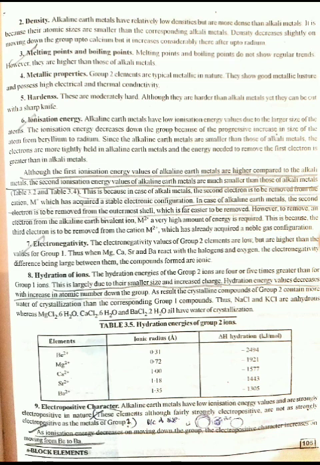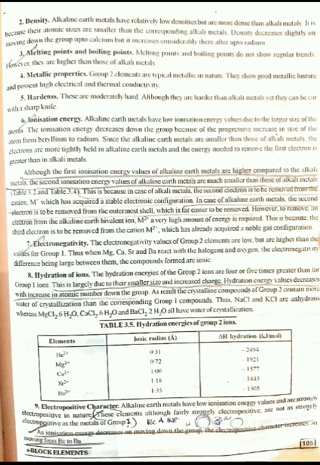Eighth, hydration of ions. The hydration energies of the group 2 ions are 4 or 5 times greater than for group 1 ions. This is largely due to their smaller size and increased charge. Hydration energy values decrease with increase in atomic number down the group. As a result, the crystalline compounds of group 2 contain more water of crystallization than the corresponding group 1 compounds. Thus, NaCl and KCl are anhydrous, whereas MgCl2.6H2O, CaCl2.6H2O and BaCl2.2H2O all have water of crystallization.